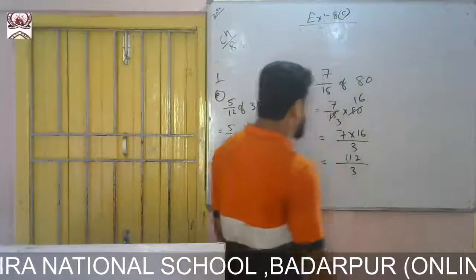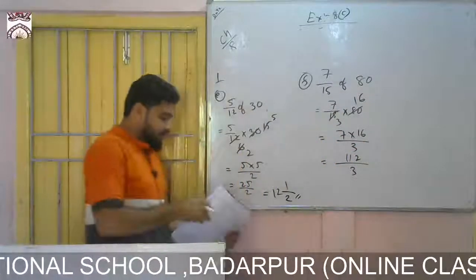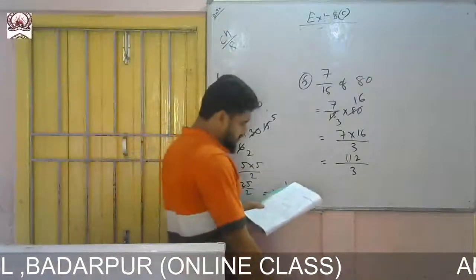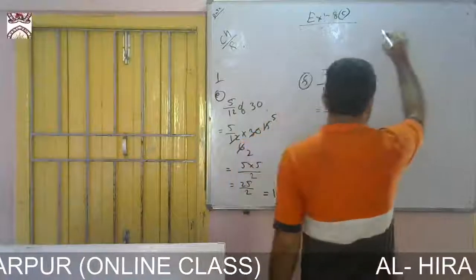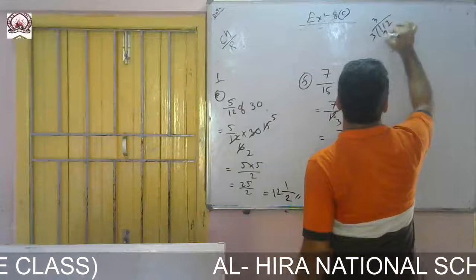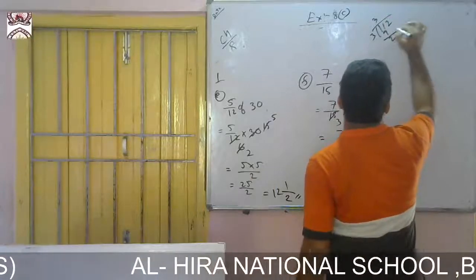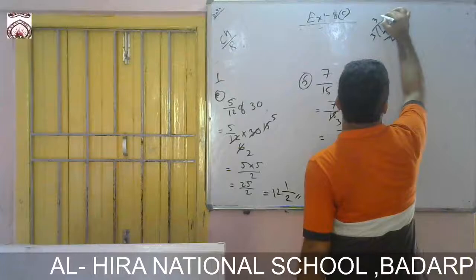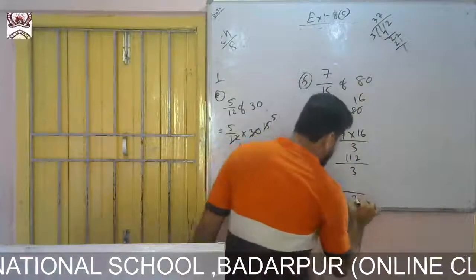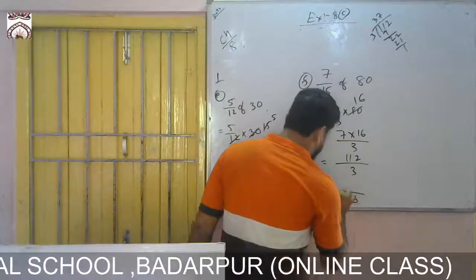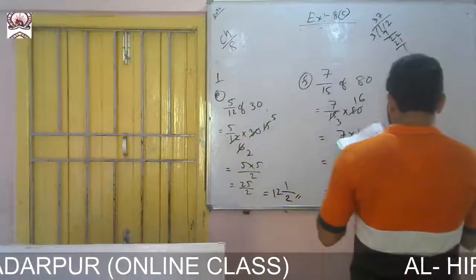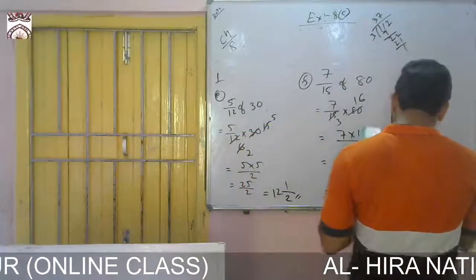It is 112. 16 7s are 112. So 112 by 3. If you divide, 3 3s are 9, remain 2. Again 2, then 3 6s are 18, 3 7s are 21. Remain 1. So it is 3 10 37, and in the numerator it is 1.